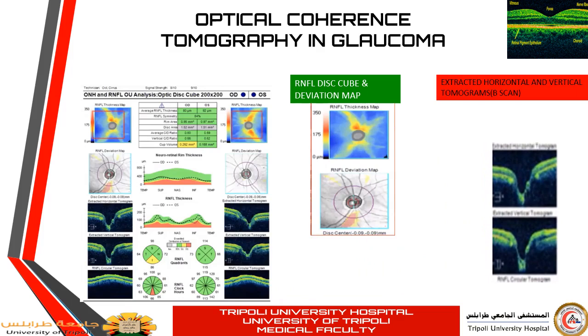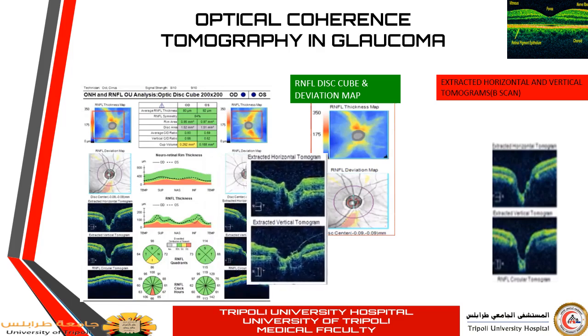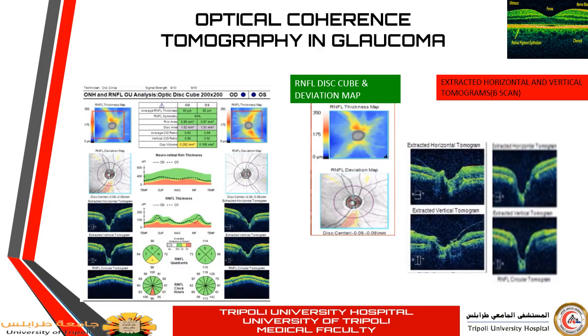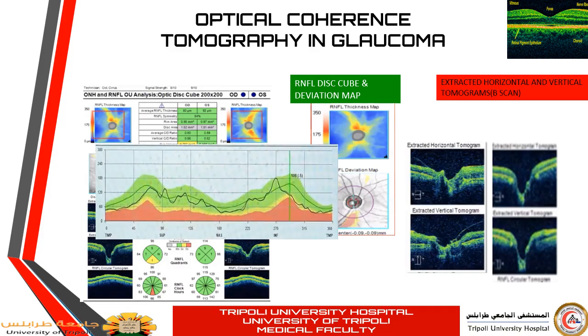The other maps are the extracted horizontal and vertical tomograms. These maps are important to look at to know whether the segmentation is good and whether the location of your OCT is good in relation to the optic nerve in the horizontal and vertical plane, and you look at the shape of the cup and whether there is any abnormality in this area. This is the extracted horizontal and vertical map.